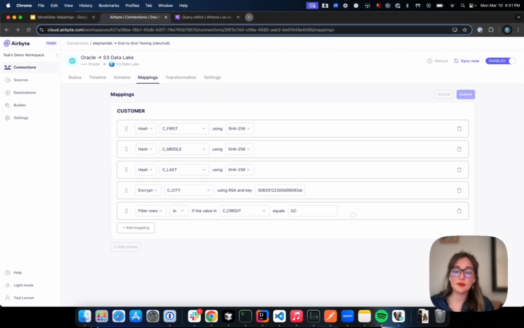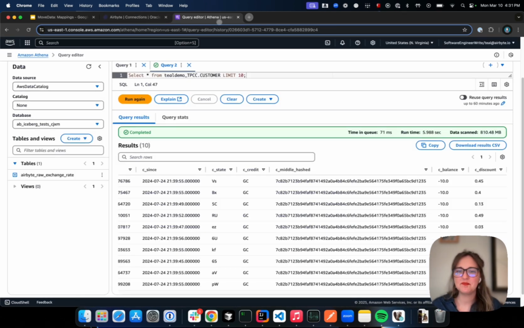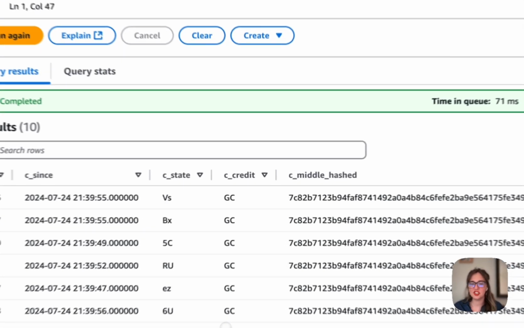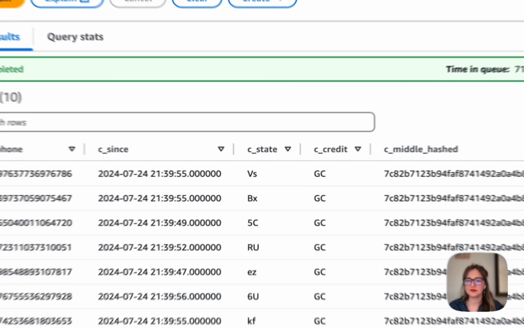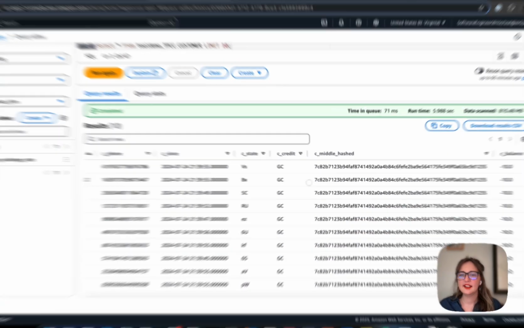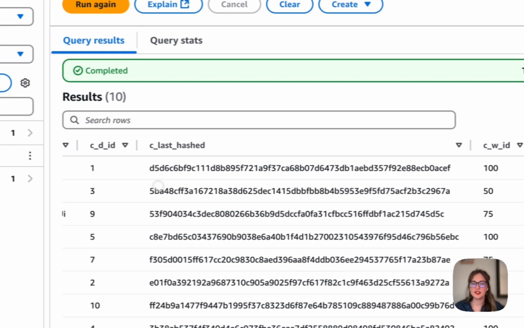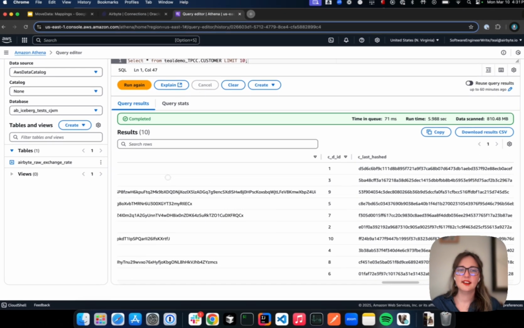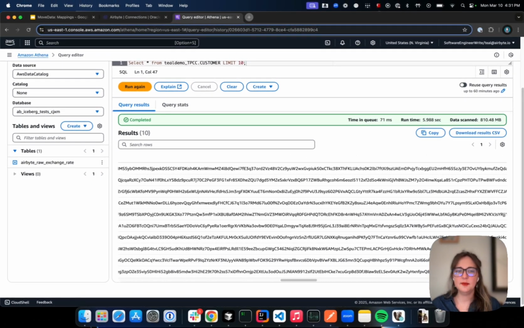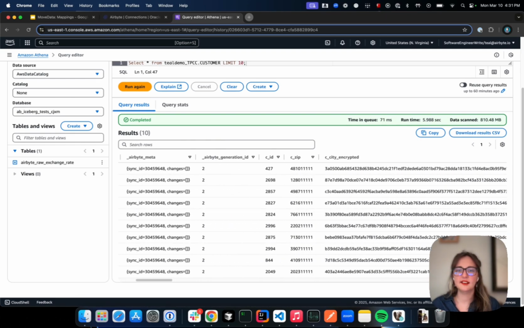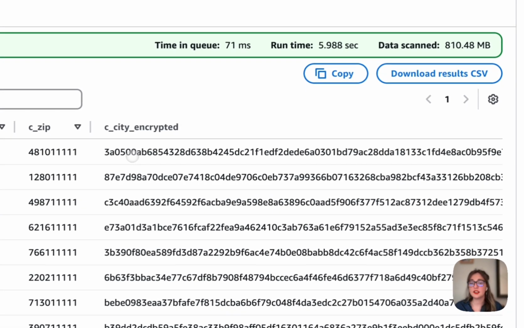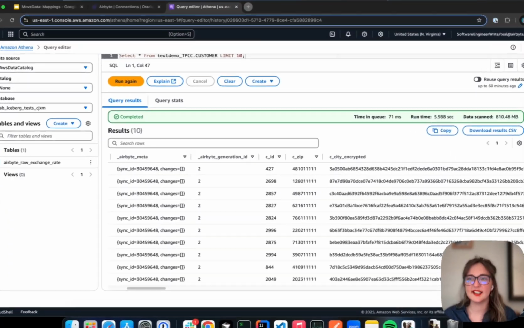And so, in a little bit of a Julia Child moment, I have already run a sync with this mappings configuration. And so, what we'll see is that, well, only rows containing GC for good credit are included. We'll also see that these middle and first and last properties are all hashed. And we'll also see that the city has been encrypted. So I can use a private key to decrypt this.